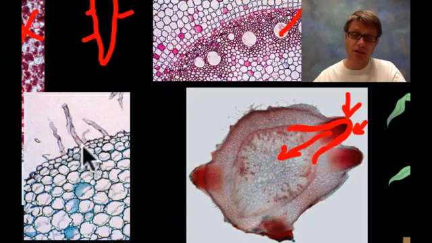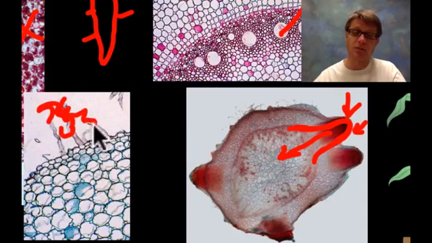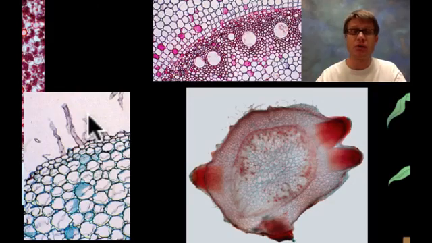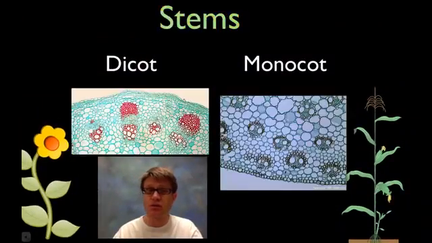Now, if you look at the edge, some of these cells are modified into what are called root hairs, and the function of that is to increase surface area. And a lot of these have fungus that are living in and around them, symbiotic fungi, that allow them to absorb even more nutrients. Now we're going to go above ground into the shoot system, and we're going to look at the stems.